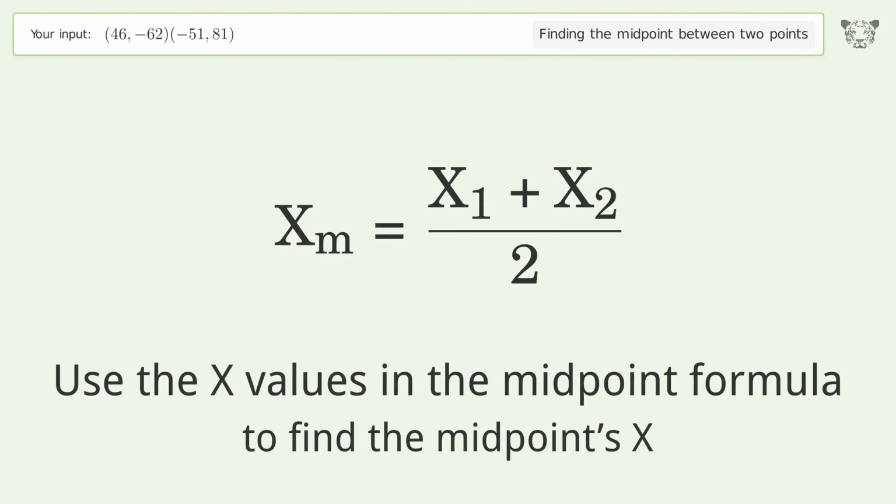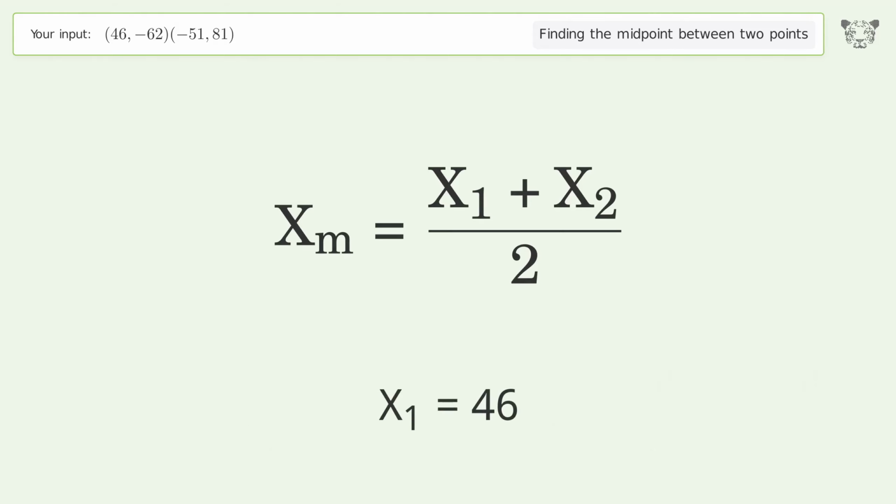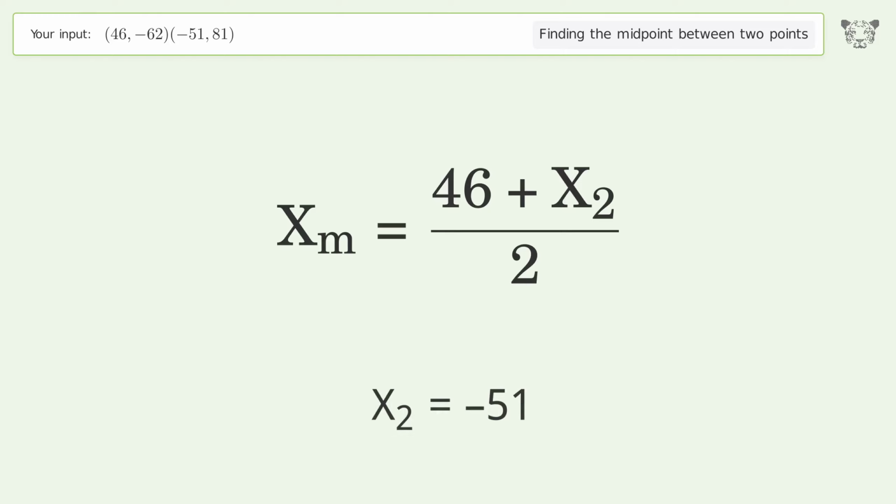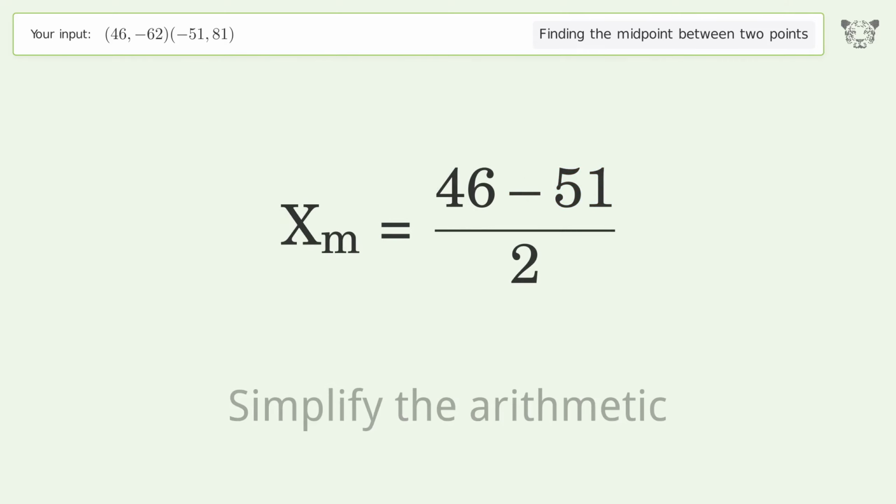Use the x values in the midpoint formula to find the midpoint's x. x1 equals 46. x2 equals negative 51. Simplify the arithmetic.